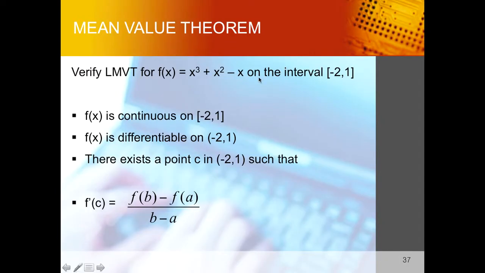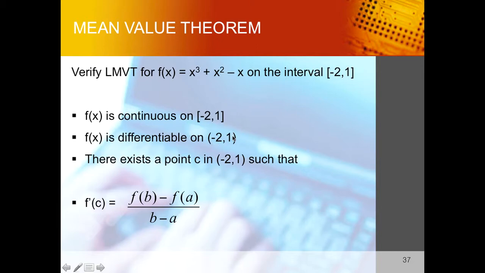So suppose we have to verify the mean value theorem for the function f of x is equal to x cubed plus x squared minus x on the interval minus 2, 1. Then we have to keep in mind two things. One, the function must be continuous over the closed interval minus 2, 1. Secondly, it must be differentiable on the open interval minus 2, 1.